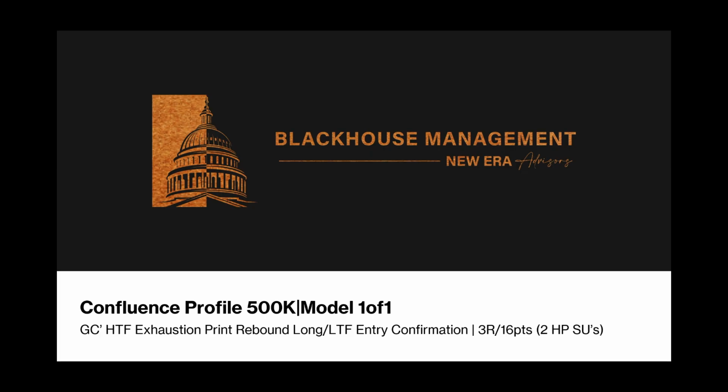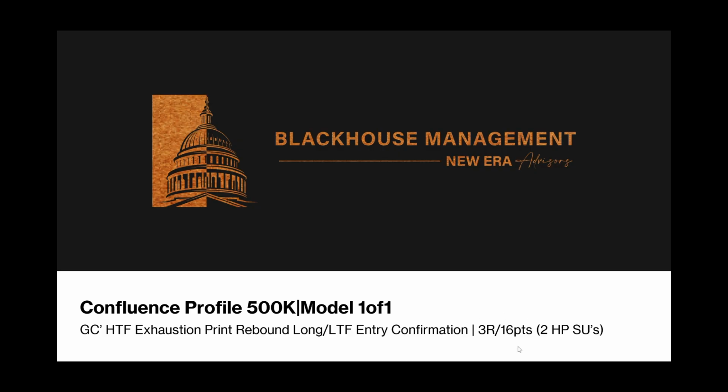Now, what I'm going to be going over today is the system that we trade within the company, which is the Confluence Profile 500K Model 1 of 1. Specifically, we're going to be looking at GC, and I'm going to go over the GC higher time frame exhaustion print rebound long and the lower time frame entry confirmation. We took two high probable setups today that total 3R and 16 points.